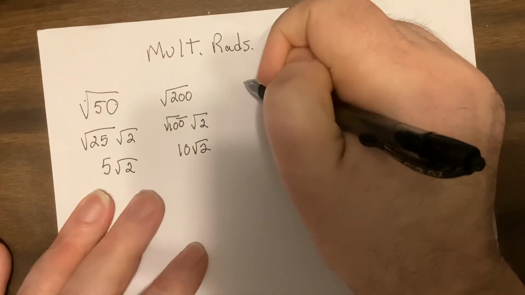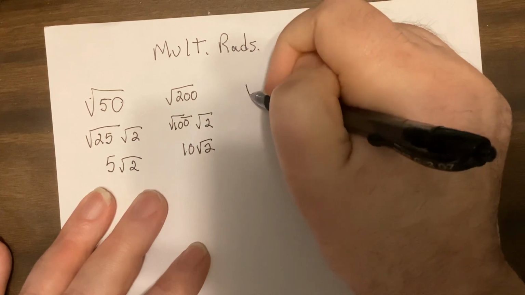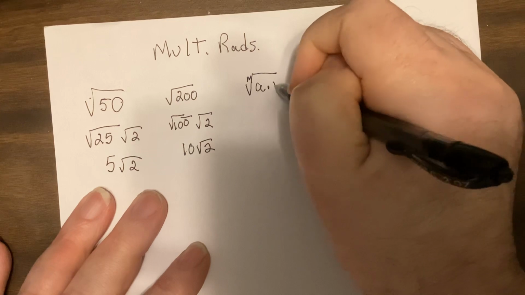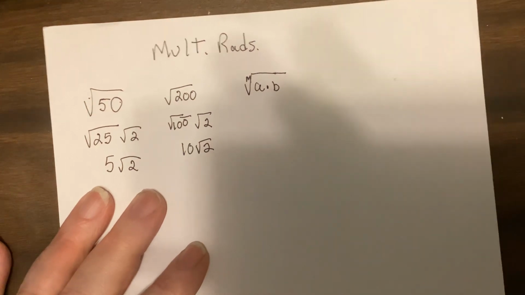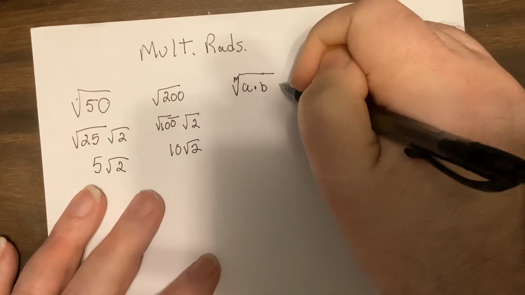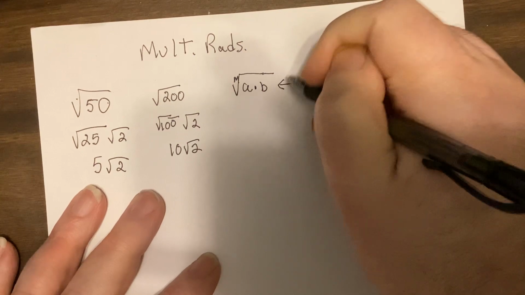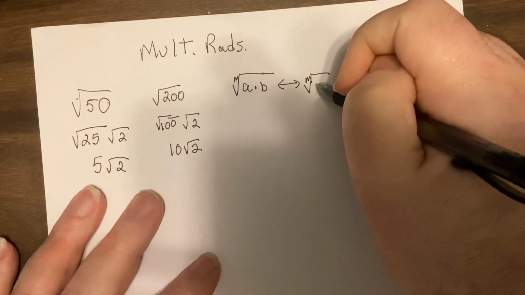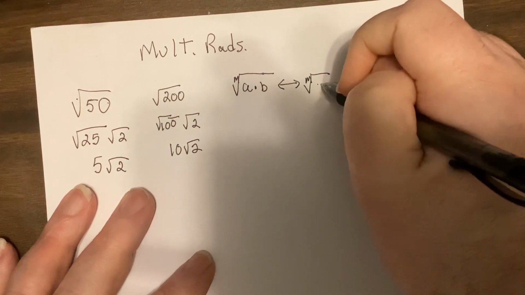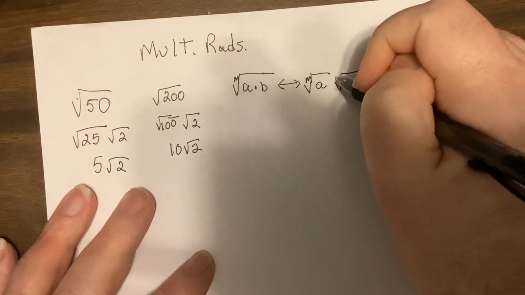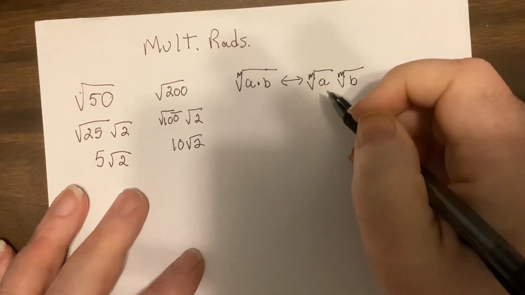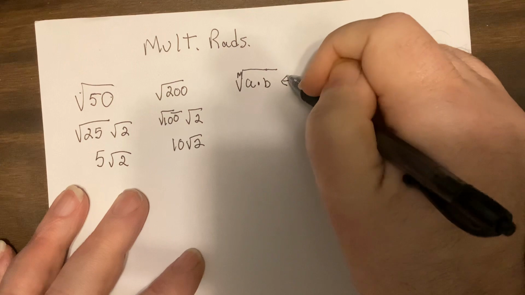So we're using the product rule for radicals, which is if I have a product underneath the radical, I can break that up into the radical of each factor of the product. So it'd be A, the nth root of B. But the reverse is also true.